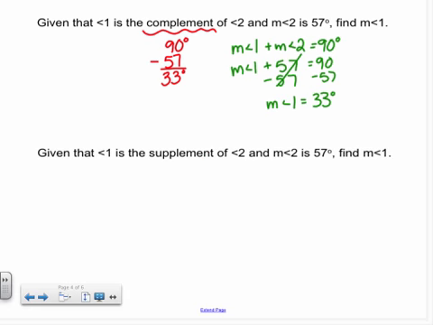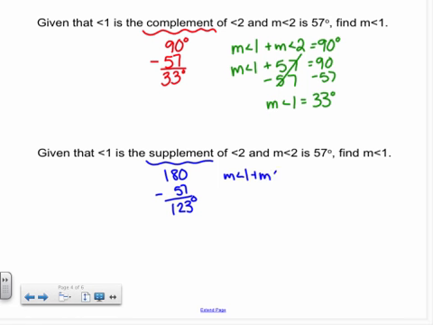So in our next problem, we're told that angles 1 and 2 are supplementary. Angle 2 still measures 57 degrees. Supplementary, remember, means it's got a sum of 180 degrees, and then taking 180 minus 57, leaves me 123 degrees for angle 1.